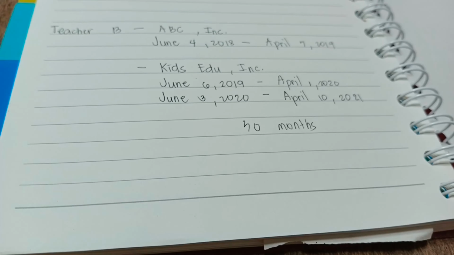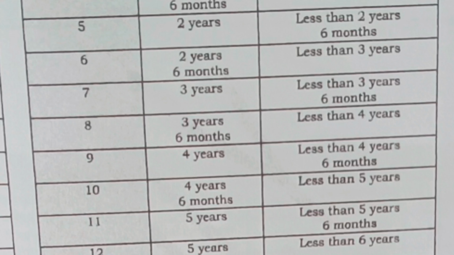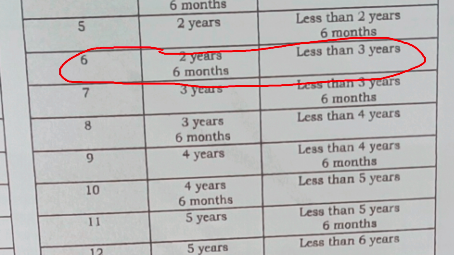All right, now let's go back to the increment table. Teacher B's experience is 30 months, right? And 30 months is equivalent to 2 years and 6 months. And if you take a look at this increment table, 2 years and 6 months to less than 3 years is equivalent to increment level 6. Now that we have identified the increment level, let's go back to the formula.